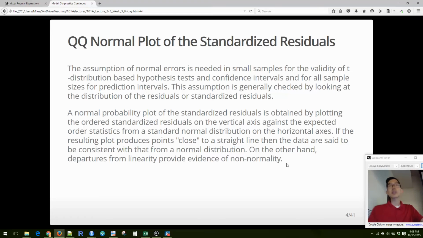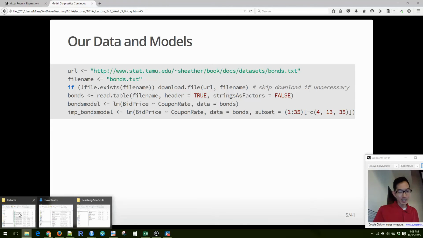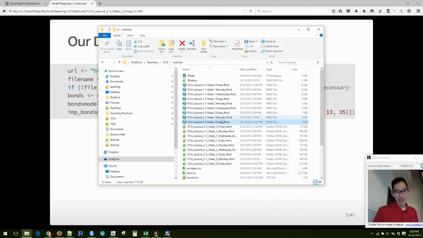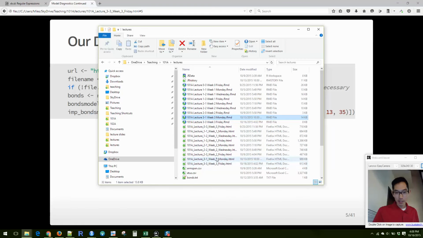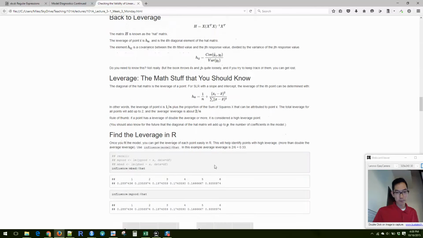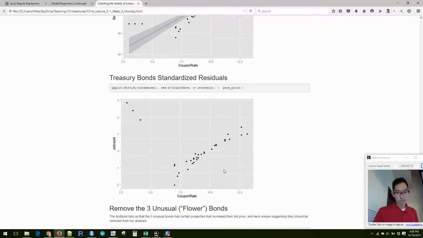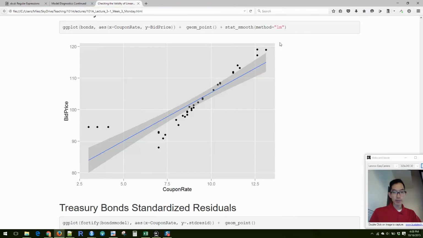Okay, so let's just take a look. Do you guys remember the Treasury bonds model? Here, let's go back, because it was Monday. That's ancient history. Let's see here. Okay, so this was our Treasury bonds model, where we have what looks like a linear model, and then we've got these three outliers here.